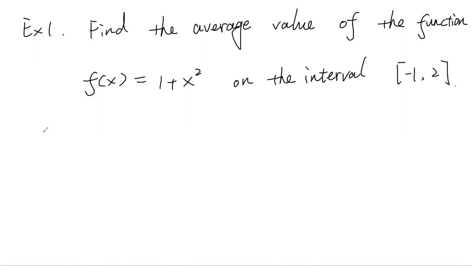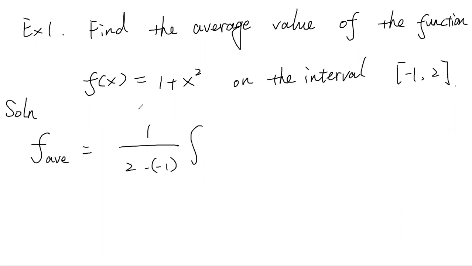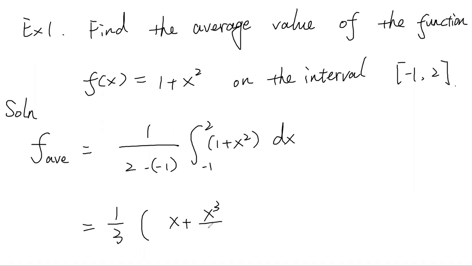So the average, by definition, is equal to 1 over b minus a. In this case, b is the right endpoint, which is 2. The left endpoint is -1. It's 2 minus -1. And the integral of f of x, which is 1 plus x squared, dx, from -1 to 2. So this is equal to 1/3 times the integral of 1 plus x squared, which is x plus x cubed divided by 3, from -1 to 2.